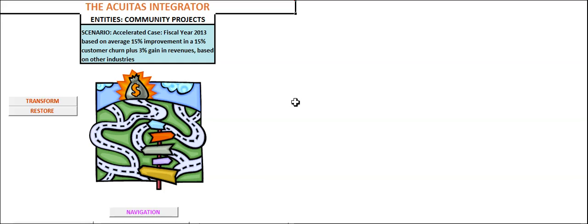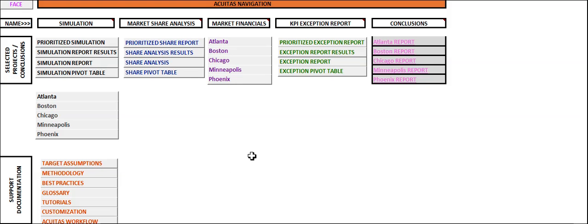This is the Integrator homepage, from which you can reach all of the system modules with a simple click of a single button. Clicking on the navigation button takes us instantly to the Integrator Navigation Cockpit home screen. This is the Integrator Navigation Cockpit home screen, from which any module in the application can be accessed.